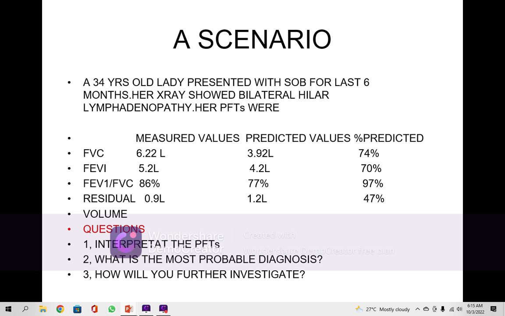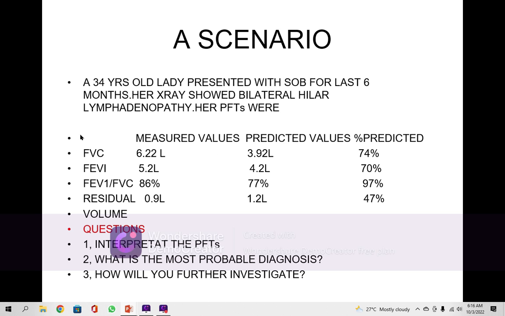A scenario: a 34-year-old lady presented with shortness of breath for the last 6 months. Her X-ray showed bilateral hilar lymphadenopathy. Her pulmonary function tests were as follows. Measured values: first of all, what are you measuring? These are the important parameters: measured values, predicted values, and how much of the predicted it was.